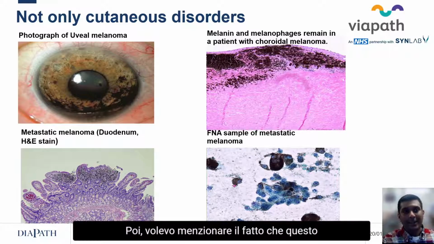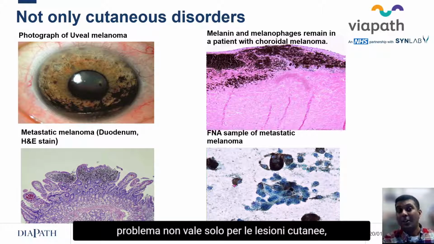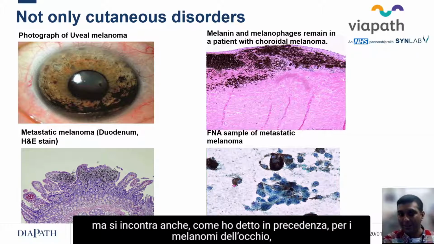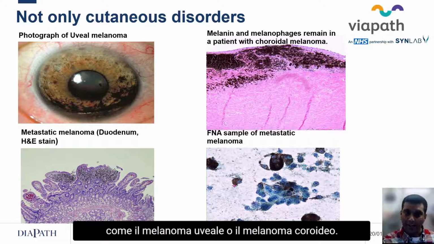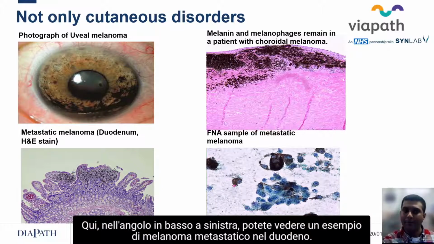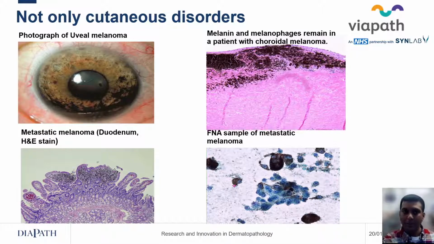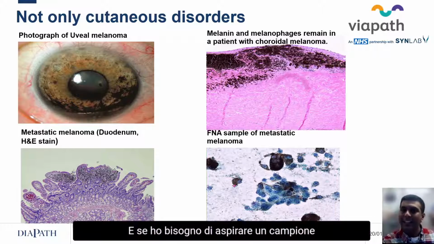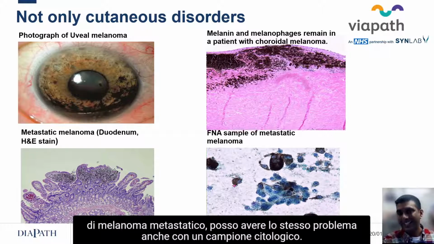So next, I wanted to mention the fact that this is not only just for cutaneous disorders. This is also encountered, as I mentioned previously, in melanoma of the eye, such as uveal melanoma or choroidal melanoma, as well as in metastatic disease. So you can have examples of metastatic melanoma in the duodenum, which you can see in the bottom left-hand corner, and a fine needle aspirate sample of metastatic melanoma in a cytology specimen.